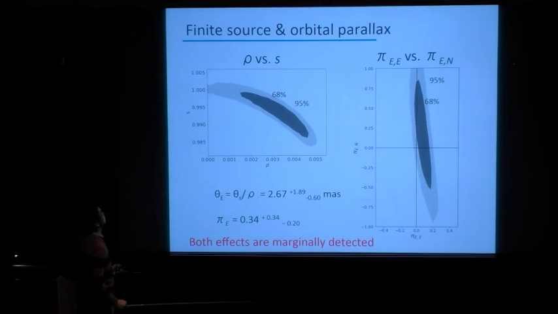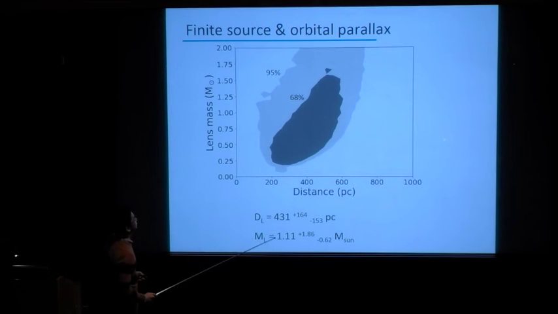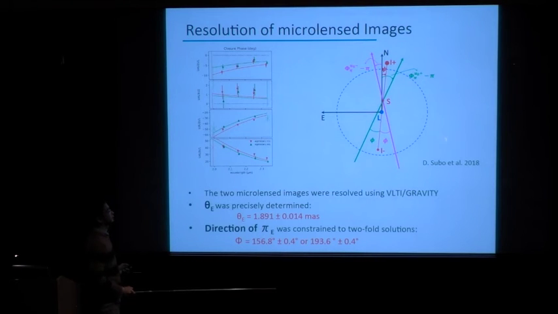And from light curve fitting, we marginally detected the finite source and orbital parallax effects like this. And from these effects, we weakly constrain the theta E and pi E values. And using these constraints, we weakly constrain the lens mass and distance like this.